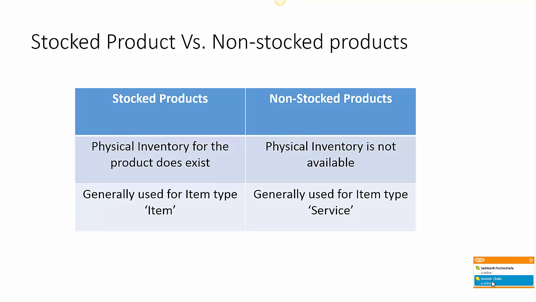If this parameter is selected, products linked to this item model group are handled physically. In other words, the physical inventory of the product is maintained. This parameter is generally checked for items of type item. If this parameter is not selected, the system will not maintain the physical inventory of the product. Generally, this parameter is not checked for items of type service.